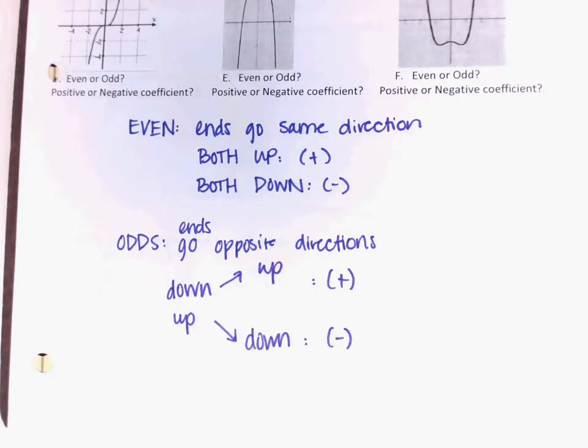Now, you already have that in your notes somewhere, but if you want to write it down again, it doesn't hurt. So when you're looking at the rows, if the ends go together, it's even. If they're both up, it's positive. Both down, it's negative. If ends go opposite directions, down to up is positive, up to down is negative. So let's look at that bottom row.